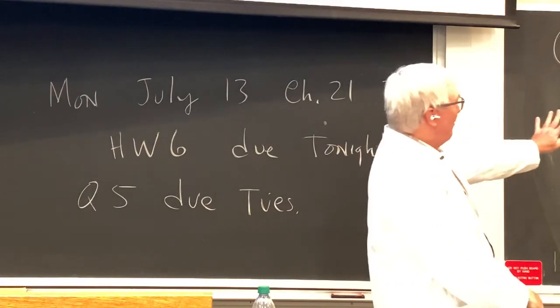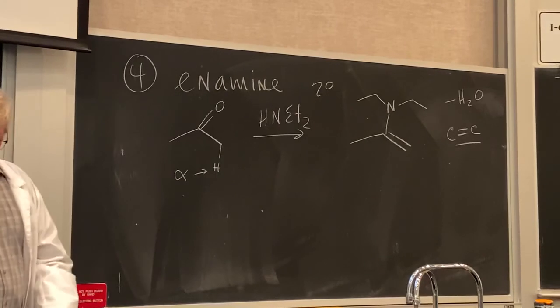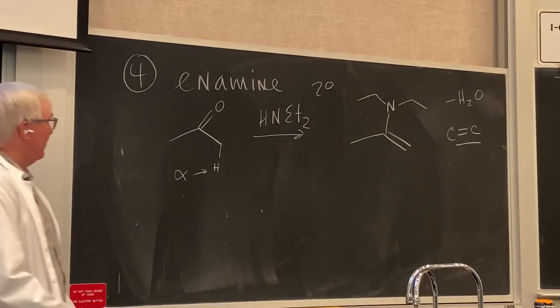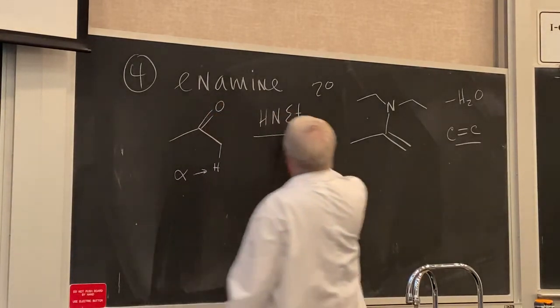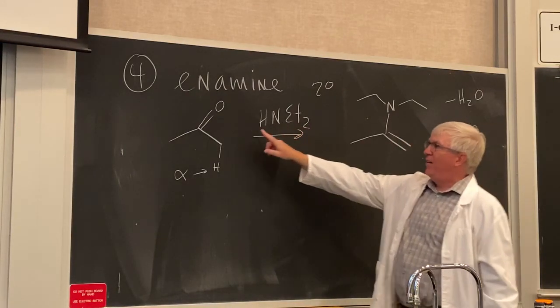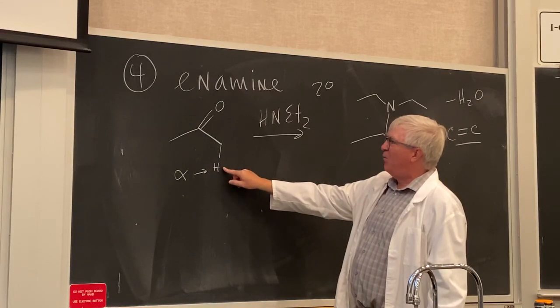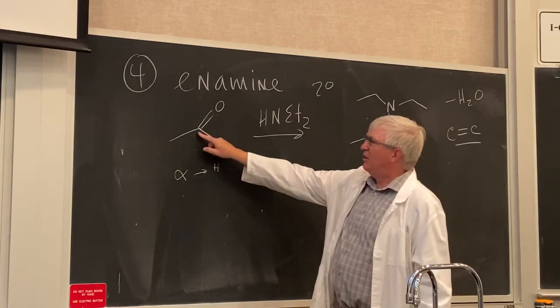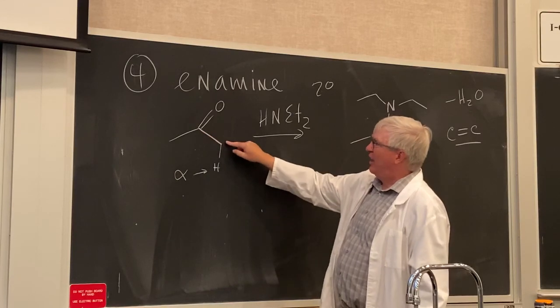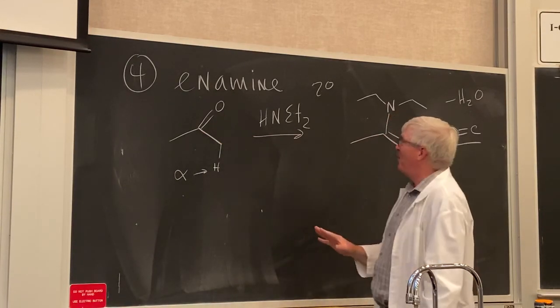We're starting now our 4th reaction in this chapter. Remember, I said there are 6. This is enamine formation now. An enamine is different in that we have a secondary amine, 2 alkyl groups on the nitrogen, with either an aldehyde or ketone. One of the requirements here is you have to have at least one alpha hydrogen, one hydrogen next door on the adjacent carbon to the carbonyl. And you'll see mechanistically why that is a requirement.